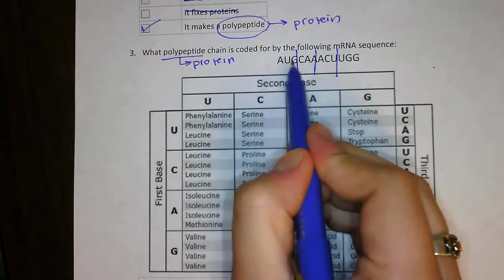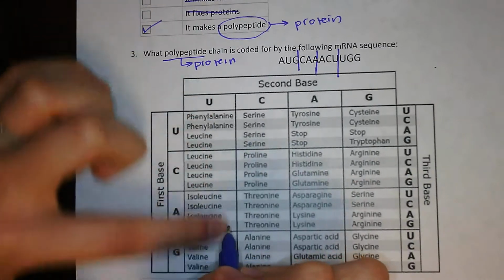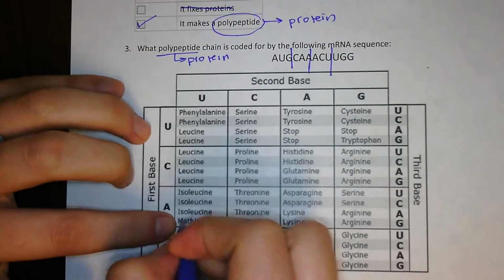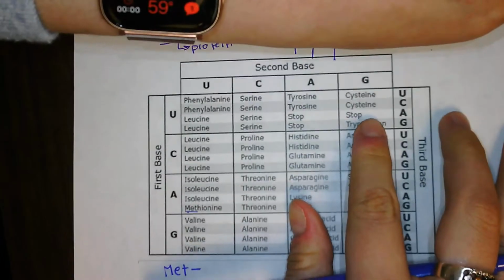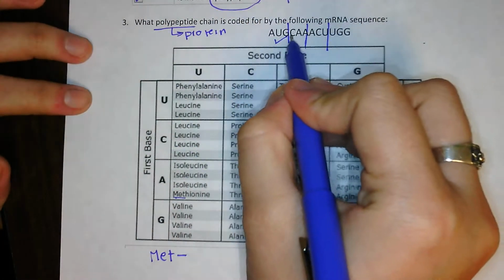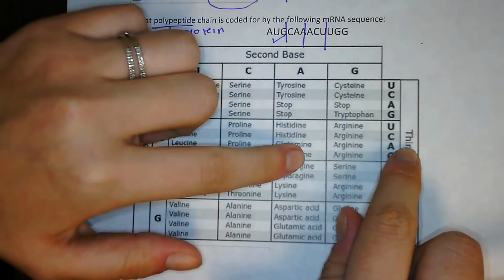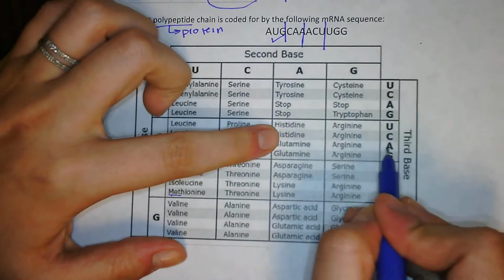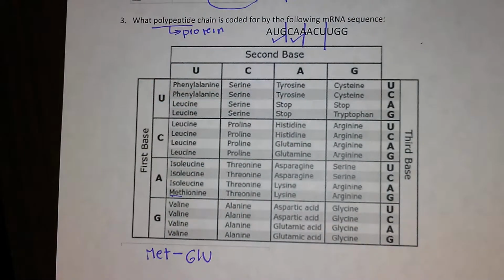So A, U, G is my first one. A, so it's in this row. U, this column, this row where they cross is right here. G, AUG is this one, methionine. So methionine is my first amino acid. That one's done. CAA. C is my first, so it's going to be in this row. A is my second one, so this column where they cross is right here. And A is this third, glutamine, so GLU. That's my second amino acid.